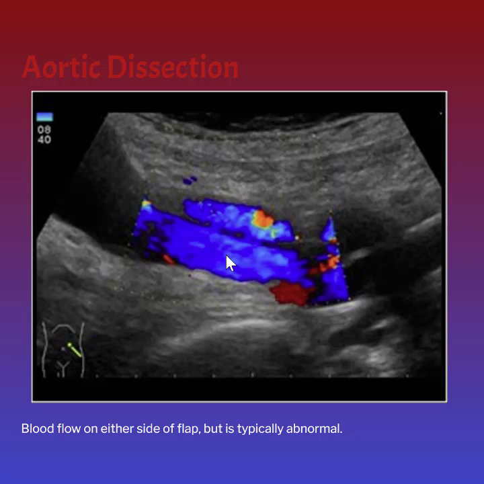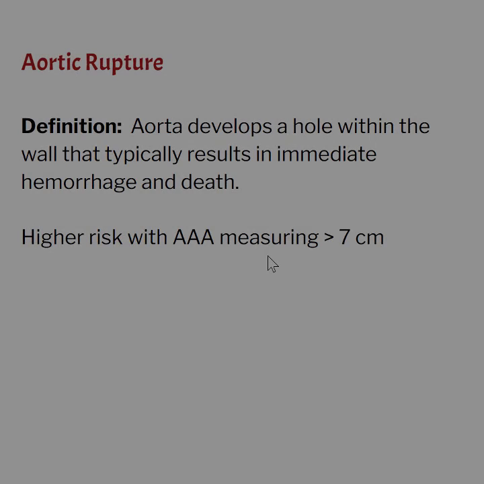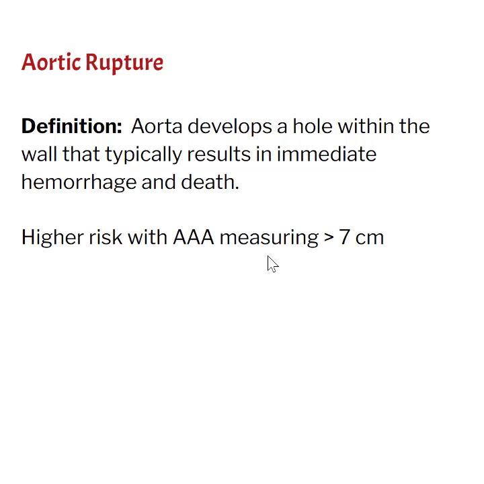When you turn color on an aortic dissection, you will see that the color flow is visible on either side of the intimal flap. However, the flow is typically abnormal. If the wall becomes weak enough and a hole develops, this is considered a rupture. Small ruptures will cause blood to leak into the retroperitoneum. However, the amount of pressure within the aorta typically causes a large tear, resulting in immediate exsanguination and death.